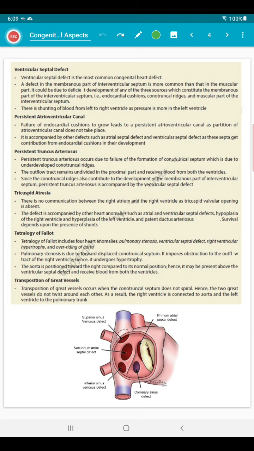Transposition of great vessels. I already told you, transposition of great vessels occurs when the conotruncal septum does not spiral. Normally it has a spiral movement during development. Hence the 2 great vessels do not twist around each other. As a result, the right ventricle is connected to the aorta, where it was supposed to be connected to the left ventricle. So the right ventricle is connected to the aorta and the left ventricle to the pulmonary trunk. So these are in short.